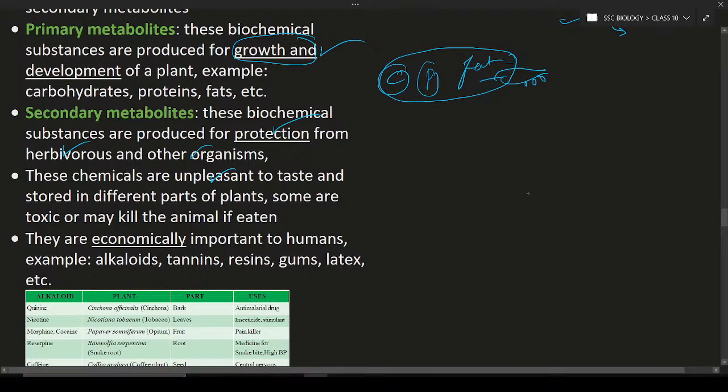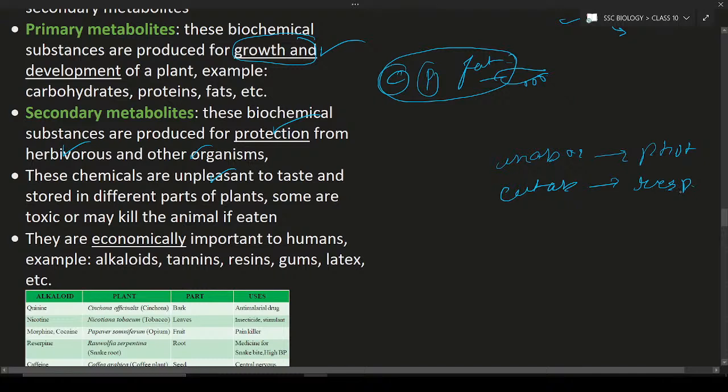Metabolism is the sum of anabolic and catabolic reactions, or anabolic and catabolic functions. So what is anabolism? Example, photosynthesis. Photosynthesis is an anabolic reaction or anabolic process. What is catabolism? It is a destructive process. Example, respiration. In the process of respiration, the glucose molecules are broken down.